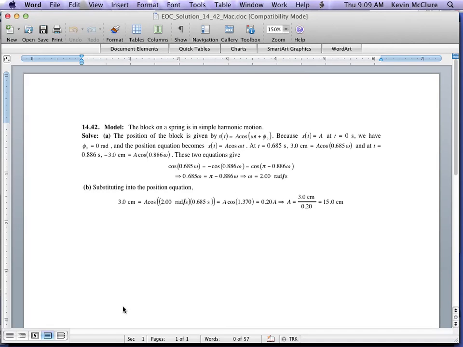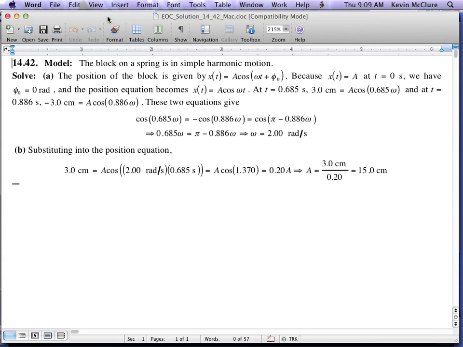So for 42, they give you the given pieces of information. They tell you it's released at time 0. They tell you at time 1, which is 0.685 seconds, that it's at 3 centimeters. And they tell you that at time 2, which is 0.886 seconds, it's at negative 3 centimeters.